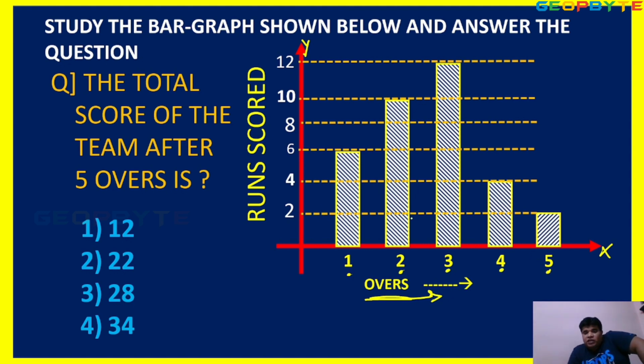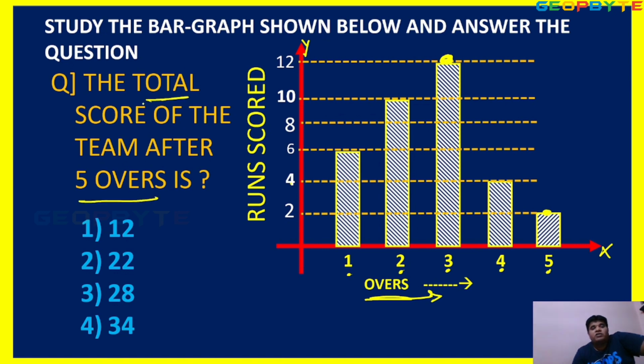Now here, in the fifth hour, 2 runs. In the fourth hour, 4 runs. In the third hour, a total of 12 runs. The length of this rectangle is 12, the highest. That means 12 runs. Next, in the first hour, 6 runs. In the second hour, 10 runs. Now clearly observe. What is the question here? The total score of the team after 5 hours.